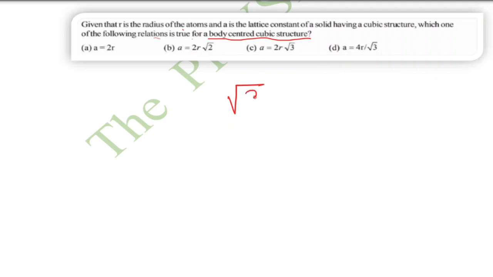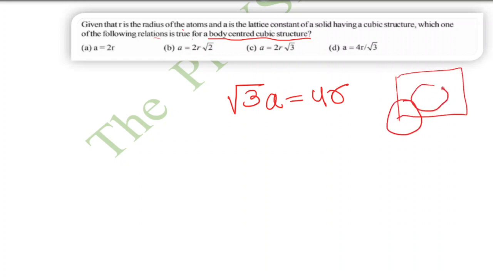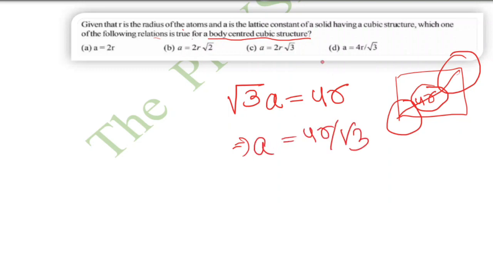Next, given that R is the radius of the atoms and A is the lattice constant of a solid having a cubic structure, which one of the following relations is true for a body-centered cubic structure? See, for a body-centered cubic structure, you have to take the body diagonal, and for the body diagonal we know it is root 3a, that is equal to 4r. From the body diagonal, there is 1 atom in the body center, then another atom in the corner. So this is total 4r, and the body diagonal is root 3a. So from here you can check a equals 4r by root 3. So D is your correct option.